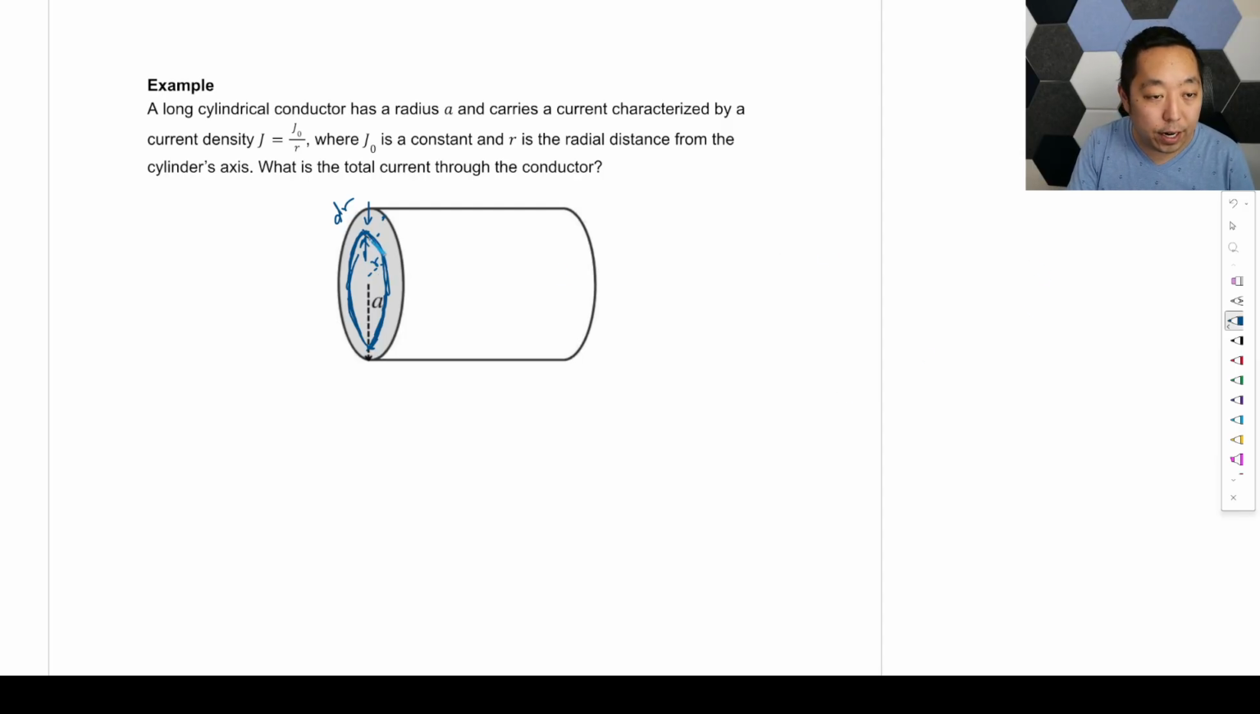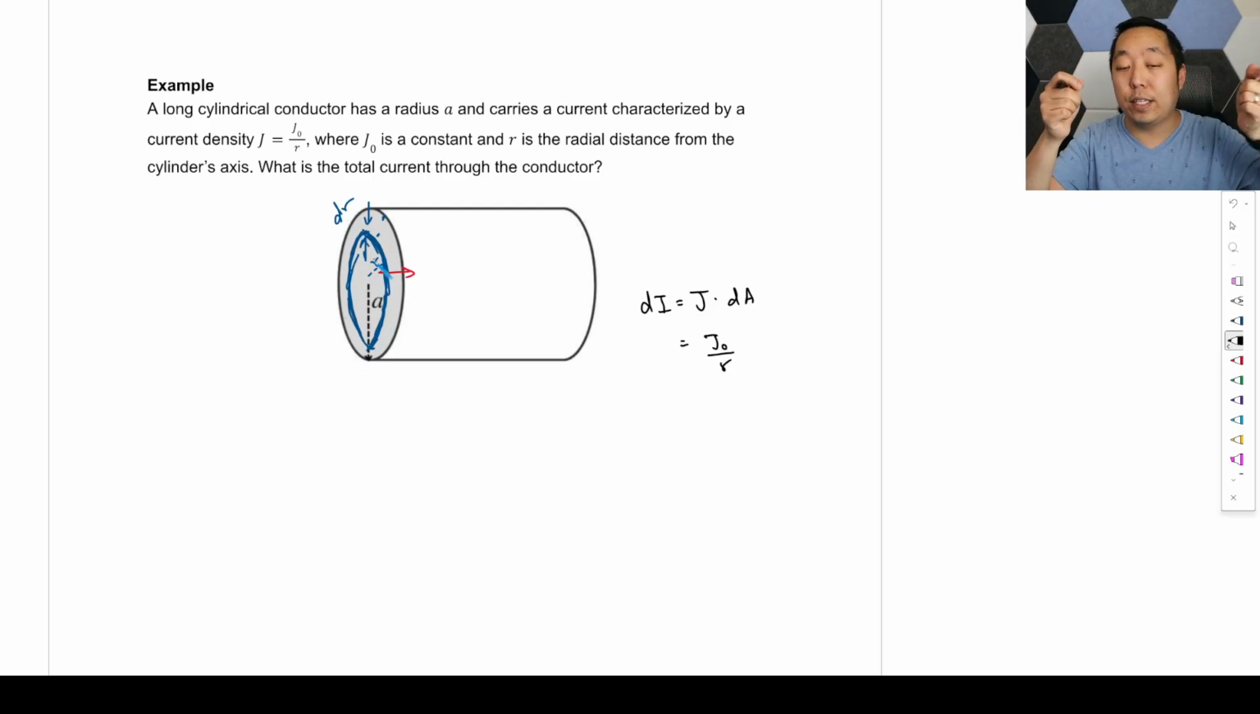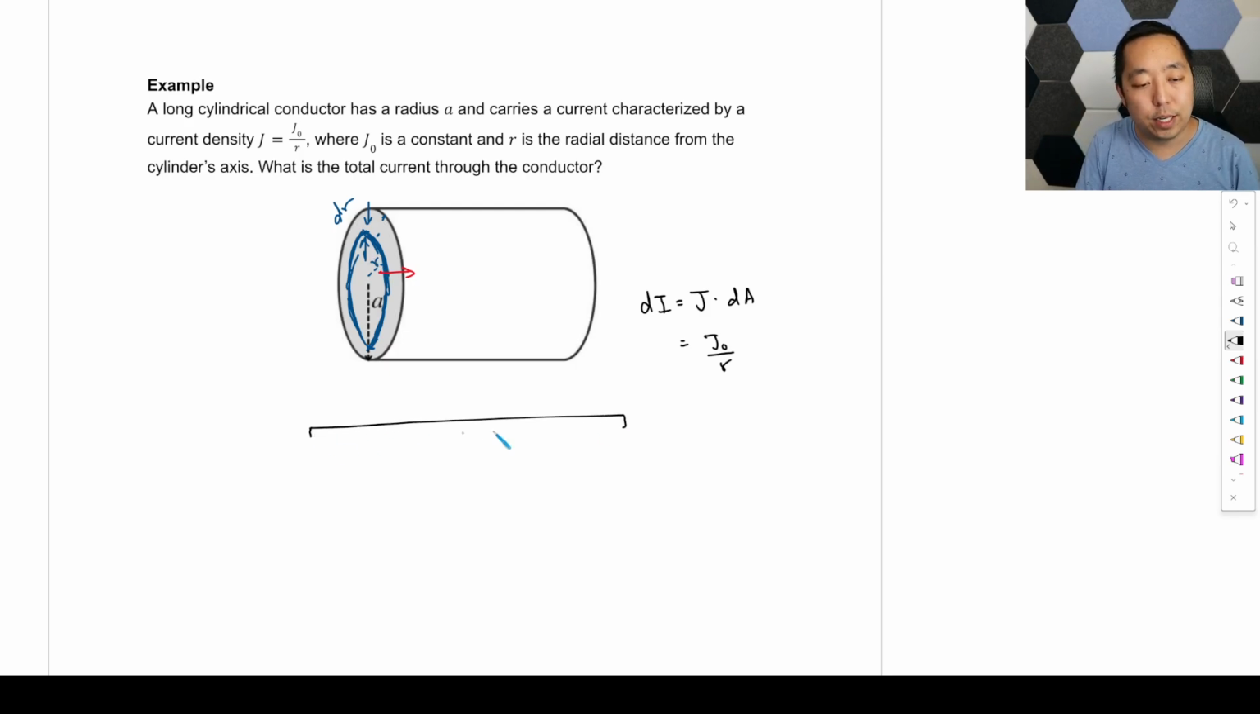And then it has a little bit of area because there's some thickness there. The contribution of the current going through that little area is J dot dA, and this is J naught over r. What's the area of this? Well, we're assuming the current is going perpendicular to this area. What's the scalar area? Think of it as if you unrolled it as a rectangle. It would have thickness dr, and the length would be the circumference of the circle, 2 pi r. So the area is 2 pi r dr.